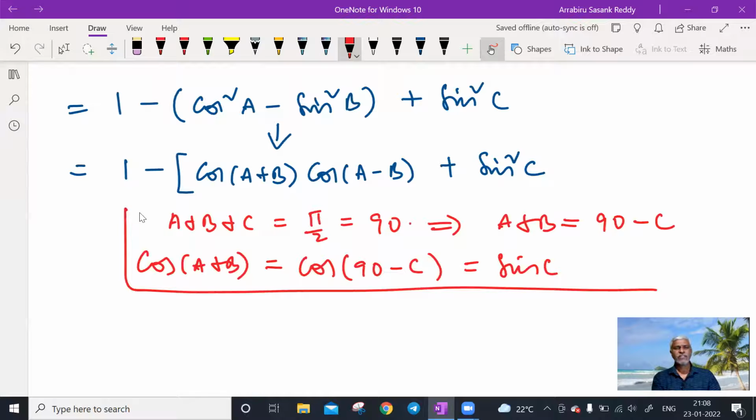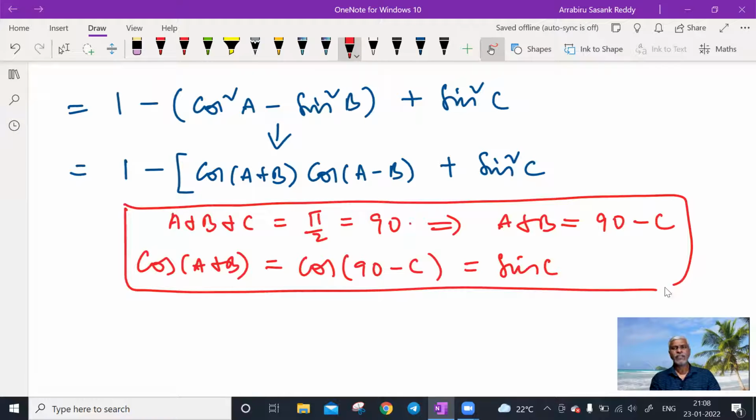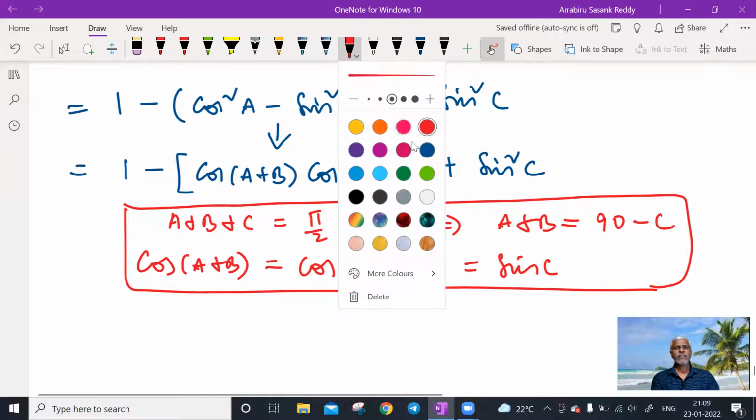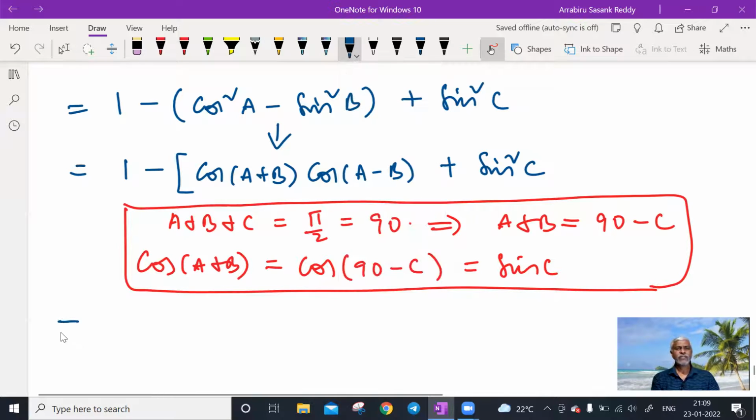So here, earlier the condition was A plus B plus C is 180. Now the condition is A plus B plus C is 90. So for 90 minus theta, cos changes to sin or sin changes to cos. For 180, no change: 180 minus theta, cos stays cos, sin stays sin. That is why the condition is very important. The question may be the same, but if the condition changes, the transformation changes: sin to cos, cos to sin. Here, 1 minus, inside the bracket cos (A+B) becomes sin C.